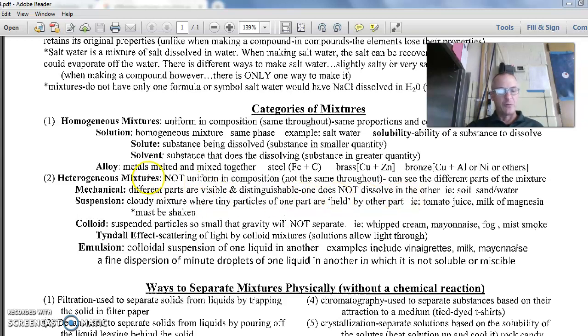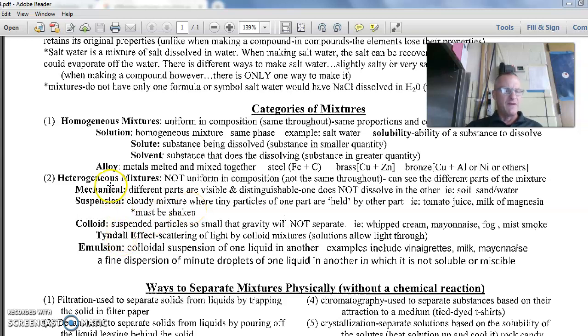So what's the difference between a mechanical mixture and a suspension? The mechanical mixture, they settle out very, very quickly. In soil, there's parts that'll be mixed within the other part. Sand definitely settles out of the water right out of the gate. A suspension, you might have to wait for a while for them to settle out, and you must mix it.